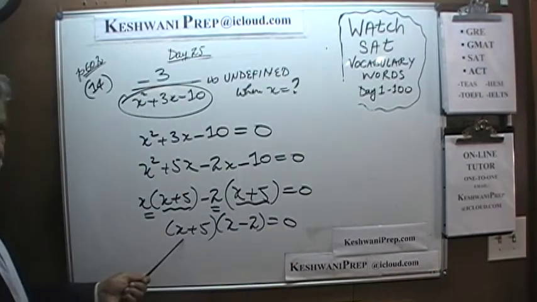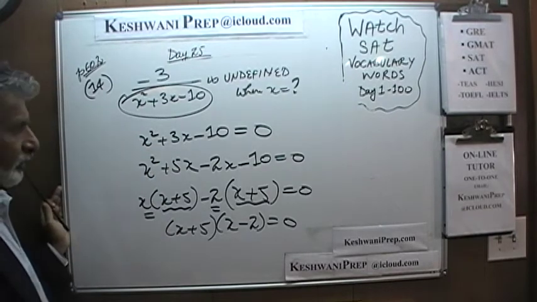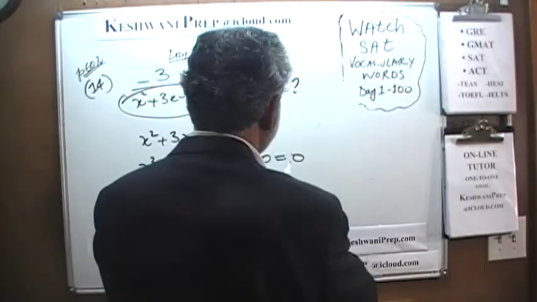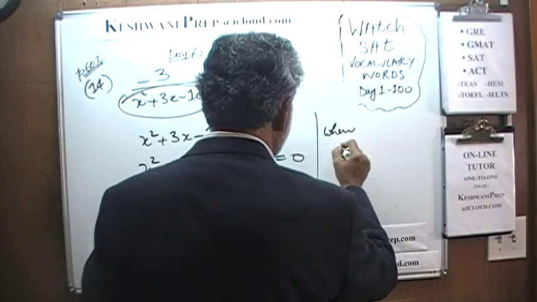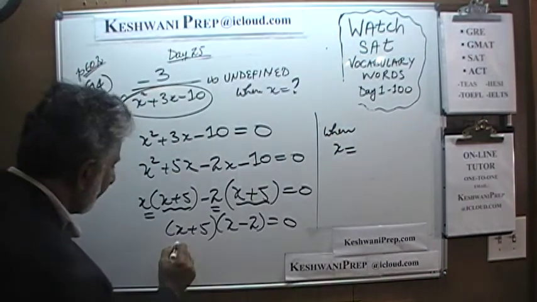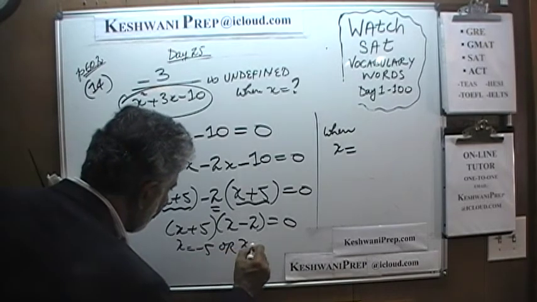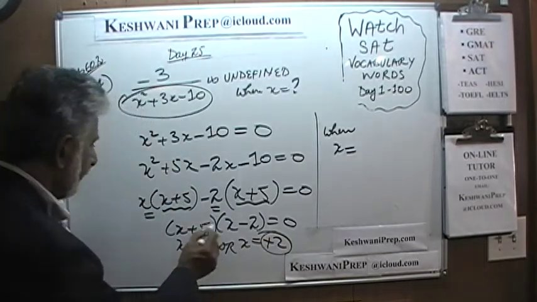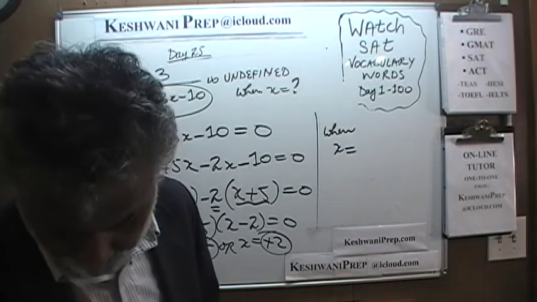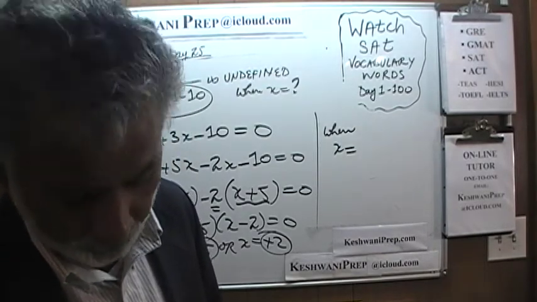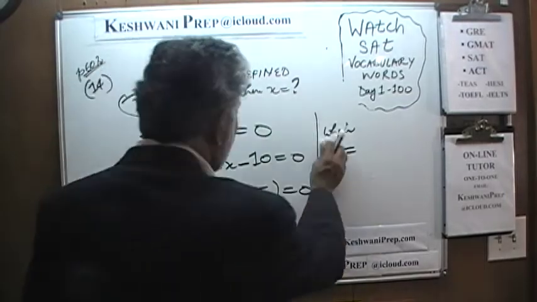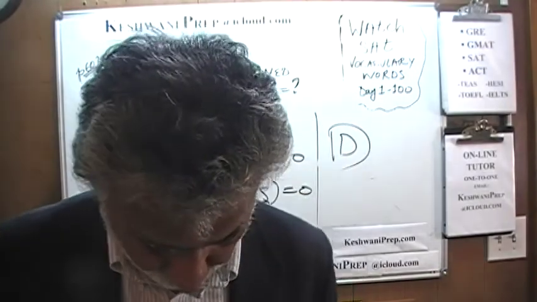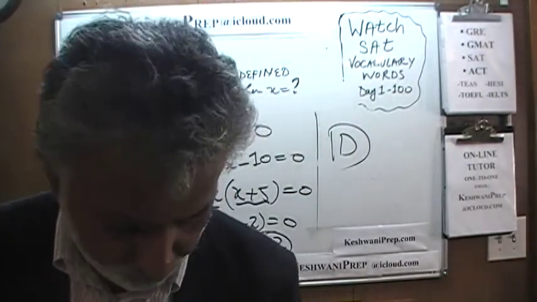There you go. So this quadratic expression we see at the bottom will become 0 when x is equal to negative 5 or when x is equal to positive 2. Negative 5 is not one of the answer choices. Obviously, we're not going to have two right answers. They only give us the positive root, and the positive root is shown in answer choice D. Answer choice D is the right answer, because that's where we see positive 2. That's all.